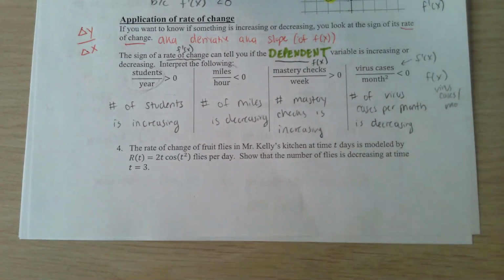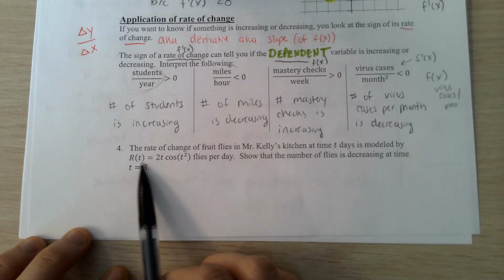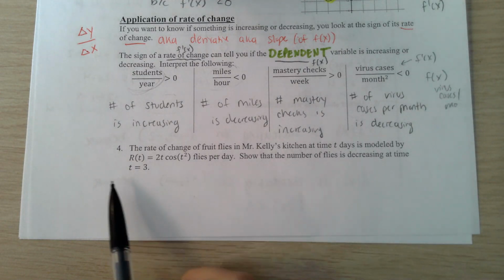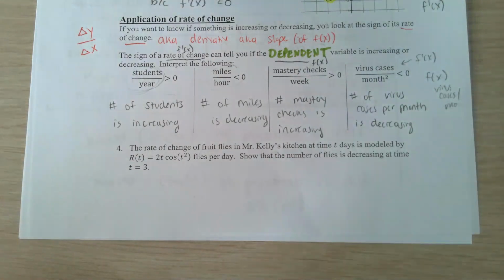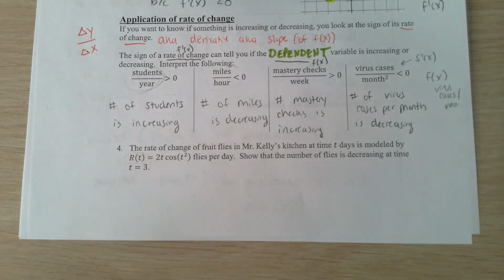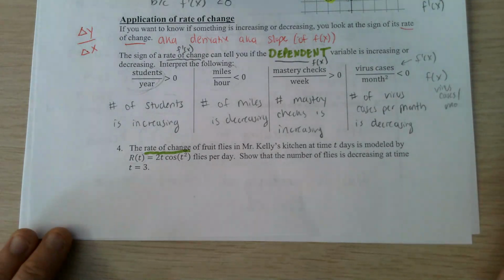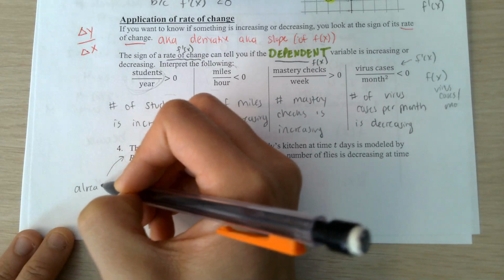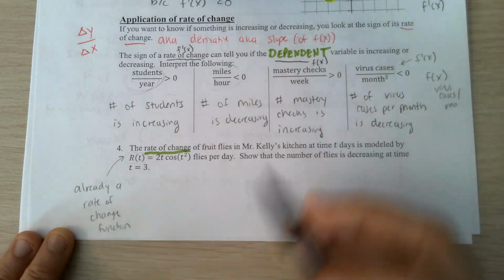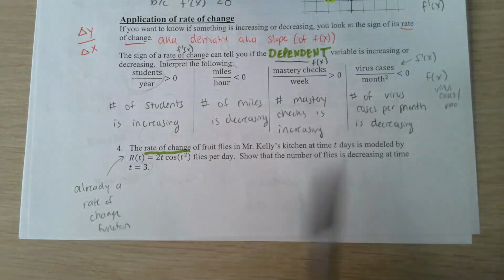Okay, last thing. The rate of change of fruit flies in Mr. Kelly's kitchen at time t days is modeled by R of t equals 2t cosine t squared flies per day. Show that the number of flies is decreasing at time t equals 3. So this one's actually tricky because it looks like I need to take the derivative of R of t, but it already is an equation of rate of change. So this is already a rate of change function. So instead of taking the derivative and then plugging in t, we just need to plug in t, and then we should be able to tell if it's increasing or decreasing.